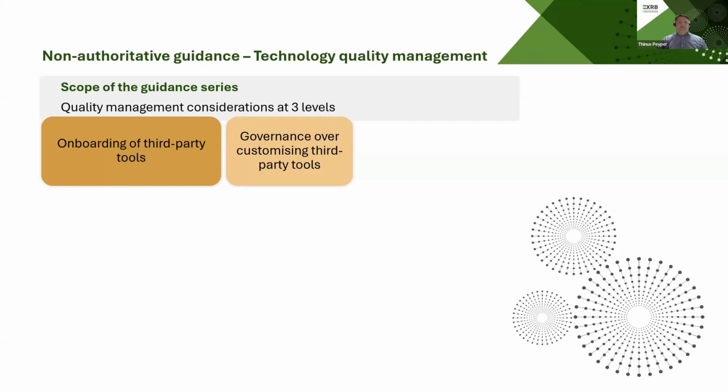The next level will be governance over customizing third-party tools. This is where the firm takes the third-party tool and further develops or customizes it for their methodology and their needs. The quality management considerations here would include things like testing the amendments that have been made, taking it through a change management process, and monitoring it as it's being used, as examples. The third layer or level is at the engagement level, and this is where the quality management considerations relate to the direction, supervision, and review of the engagement when an emerging technological tool has been used. It could also include things like what the documentation requirements are.